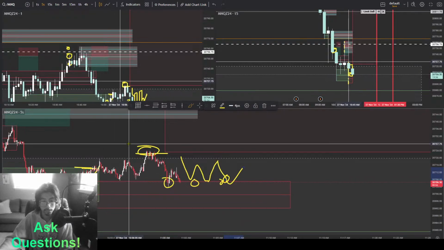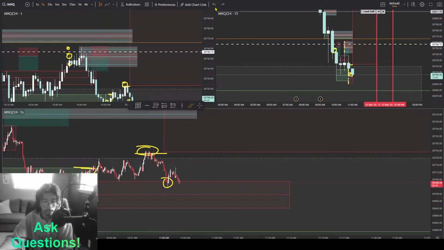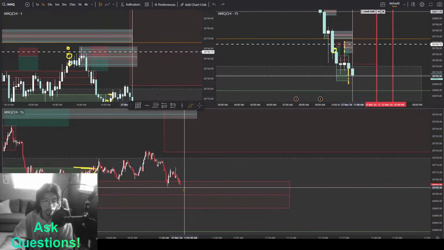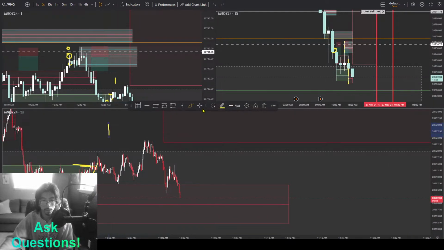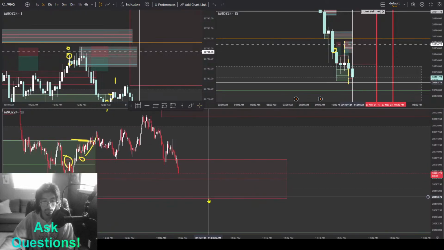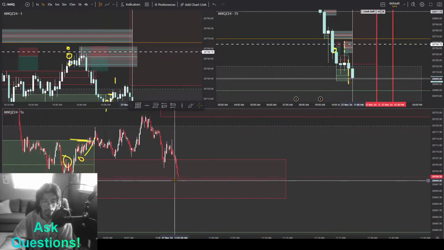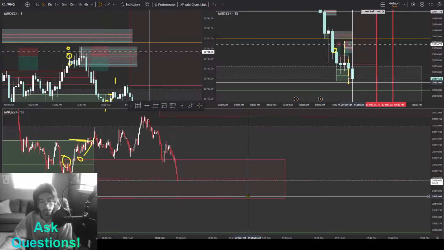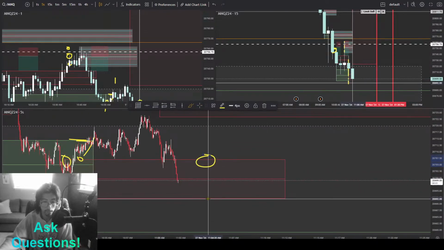Get this out the way. It might not even fill the zone. Let's see. There it goes. Oops, wrong. Let's see if it fills 50 here. There, 50% got filled. And then you would have your take profit up here and your stop loss 1 tick below.